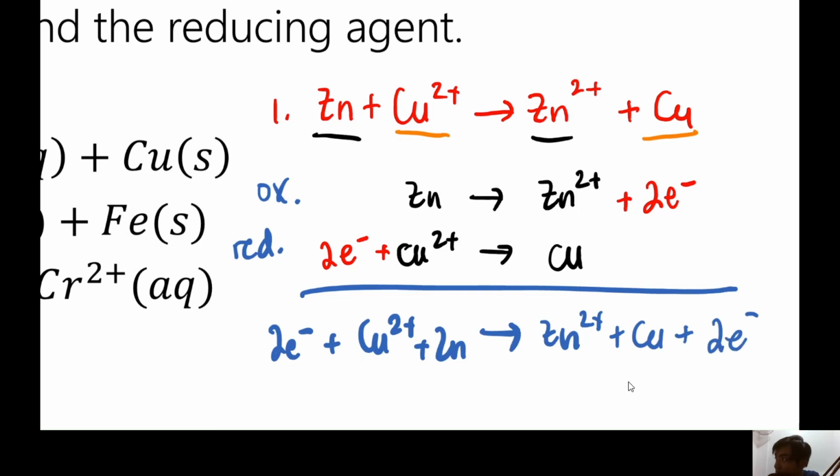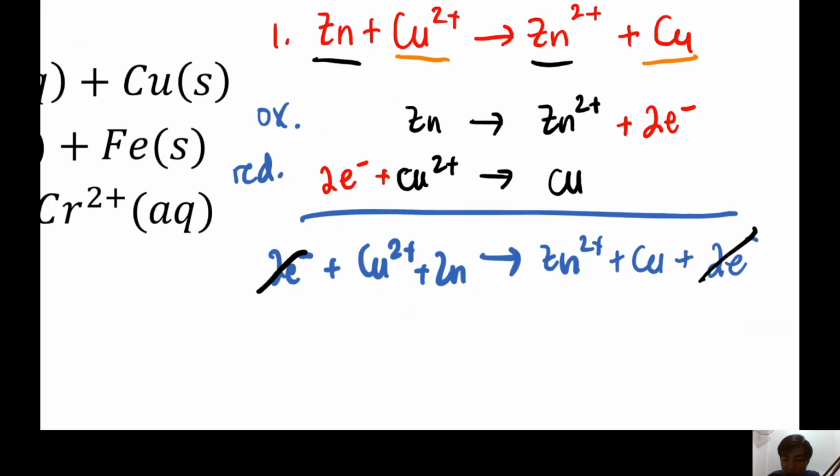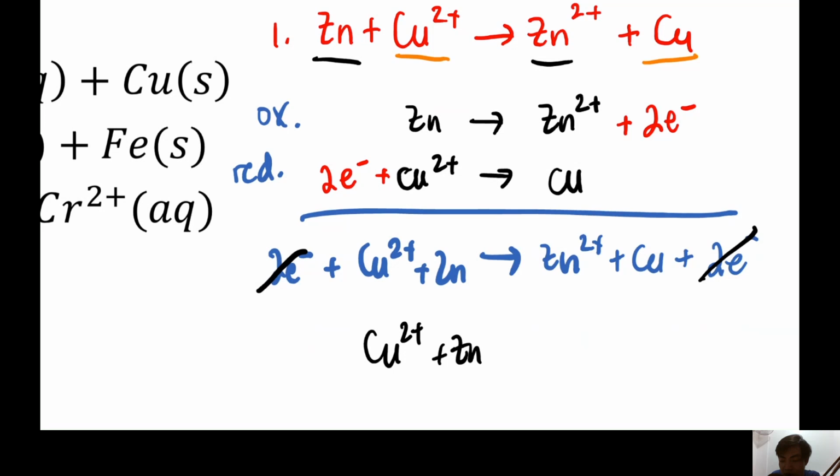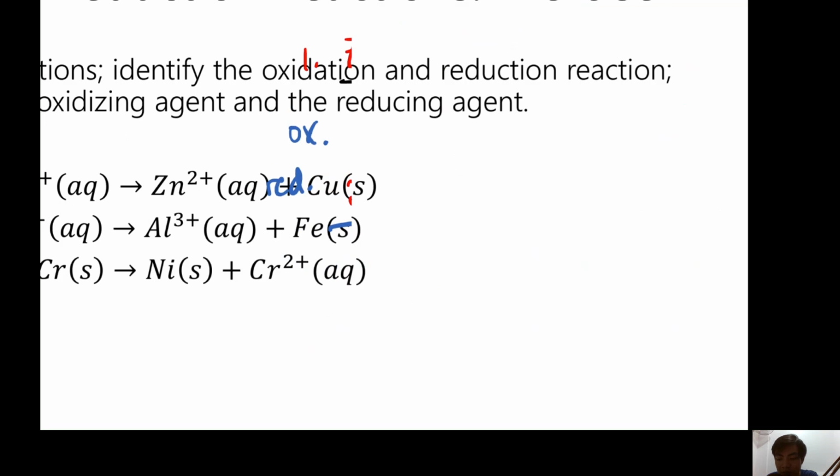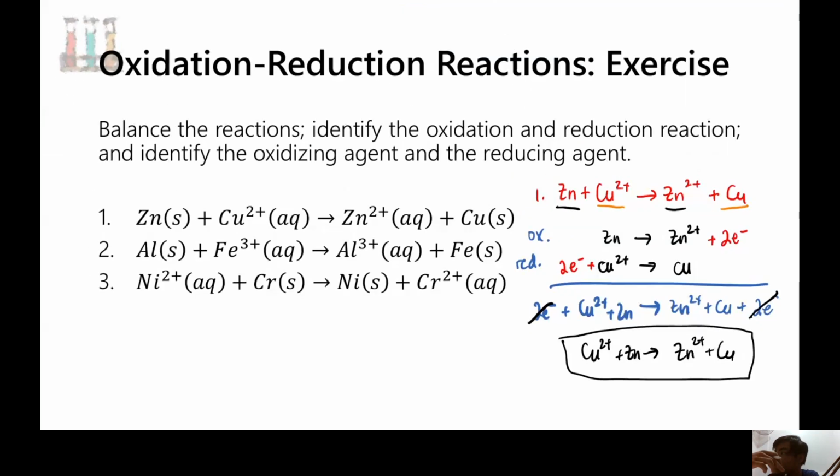Okay, so yan. Then ano masasabi natin? If the electrons are the same, cancel them. No? So, kailangan walang matitirang electron sa final answer. So, yan. So, this is our final answer. Okay? So, that's how you balance the redox reaction. Ganun lang kasimple. No? Again, kailangan walang matirang electron. Bawal may matirang electron.